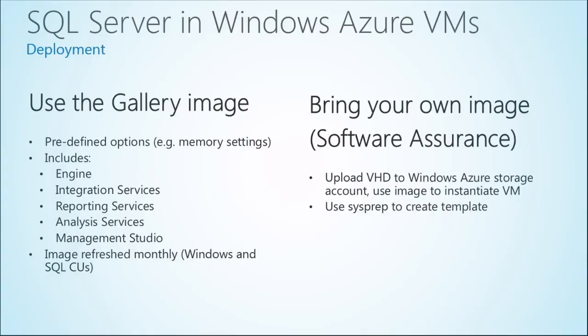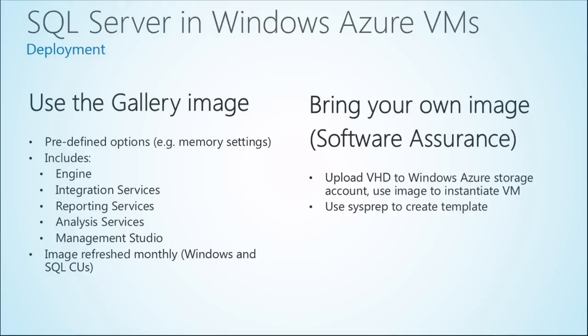How do you deploy these virtual machines with SQL Server? Well, there are two ways. As we talked about, you can use the gallery image, right? And this comes with some predefined options, for example, for memory settings. This image includes the SQL Server engine, integration services, reporting services, analysis services, and management studio, right? So you can use all of these services and utilities. We refresh the image every month, so every CU, every critical hotfix, is already included at the point of provisioning.